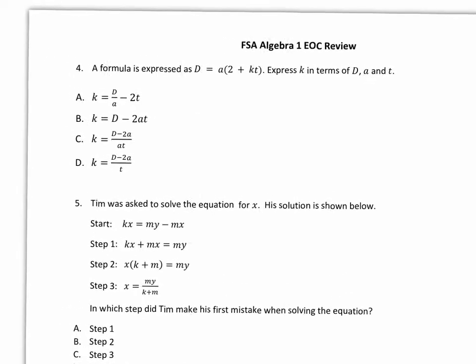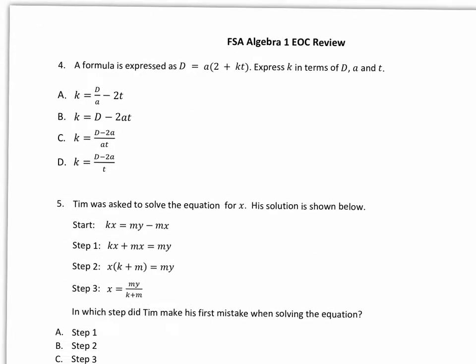Okay, last two. Number 4. A formula is expressed there. So this k is what I'm solving for in terms of d, a, and t, meaning I don't have numbers for it. I just want to leave the letters alone. So notice this time, look at where the k is. It's inside the parentheses. So I have to start off with distributing 2a, and I always put my coefficient before the variable. And try to keep things in alphabetical order. It helps you with organization.